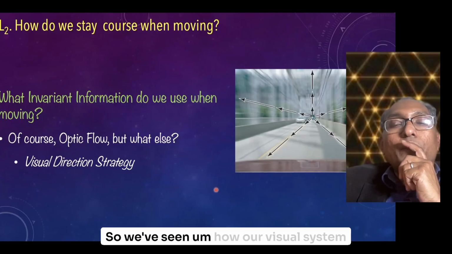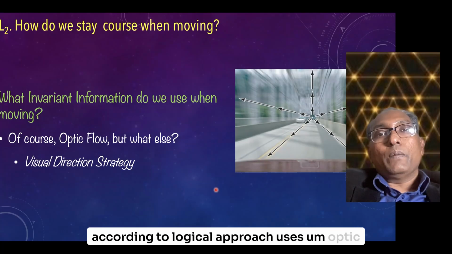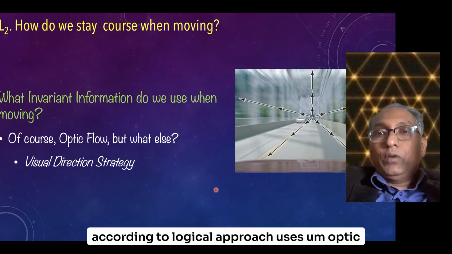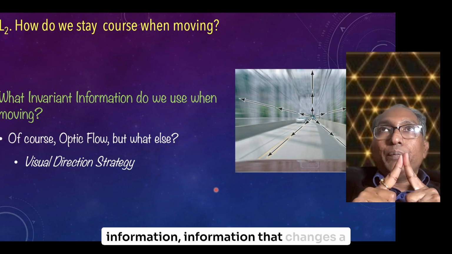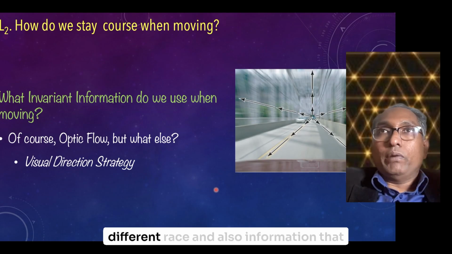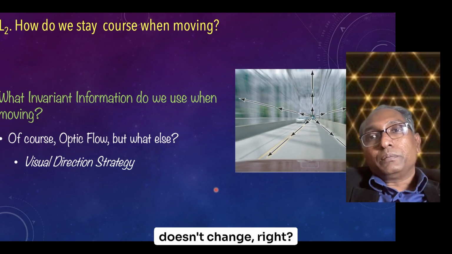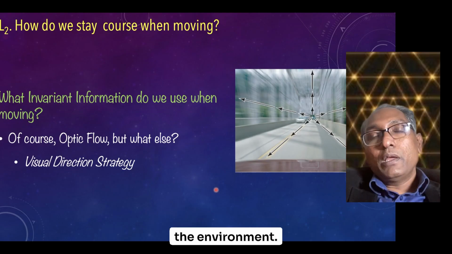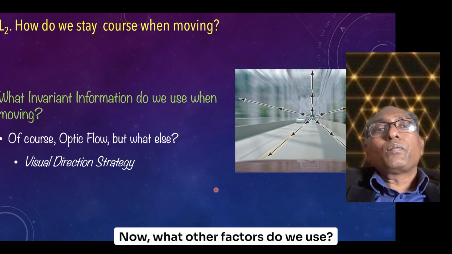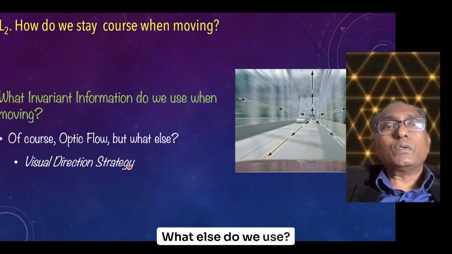So we've seen how our visual system, according to the ecological approach, uses optic flow information and focus of expansion information that changes at different rates, and also information that doesn't change, right? And usually that helps to navigate through the environment. Now, what other factors do we use? Of course, we use optic flow information, as we have seen. What else do we use?